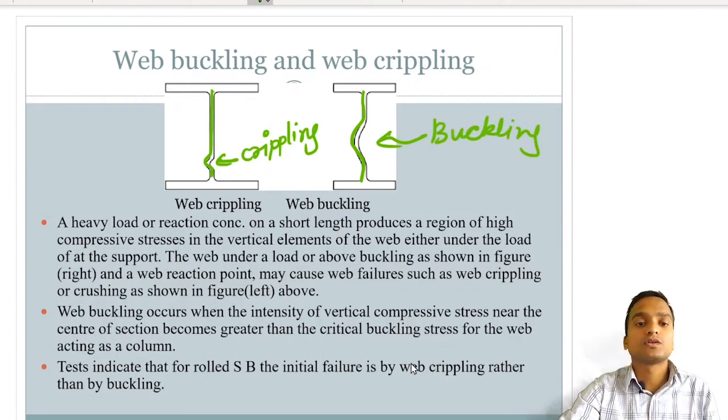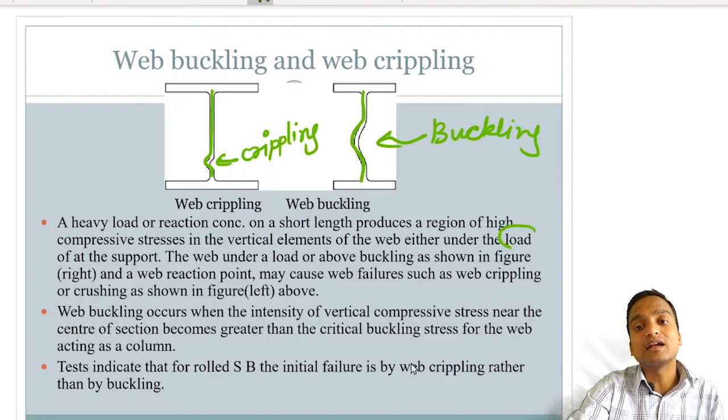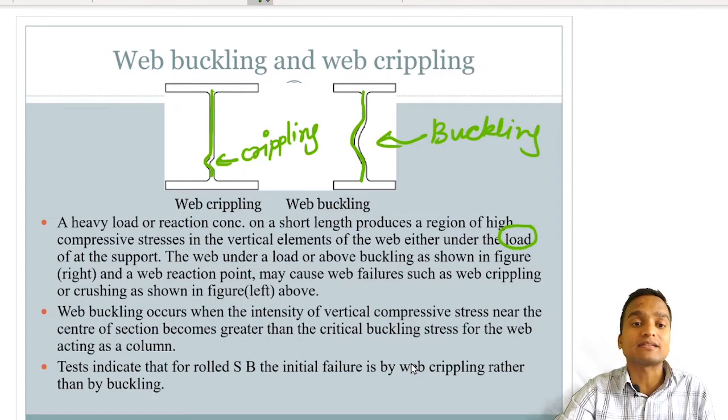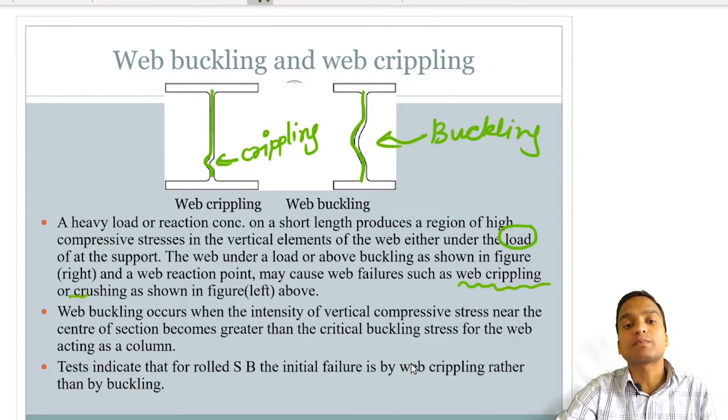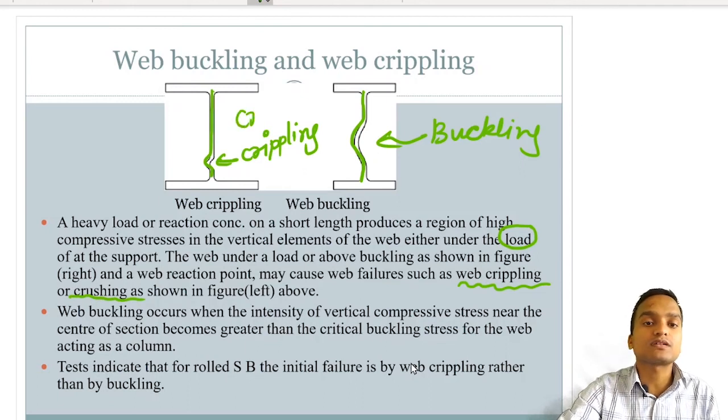Okay, so when a heavy load or reaction is concentrated, basically the concentrated load on a short length produces a region of high compressive stress in the vertical elements of the web, either under the load or at the support. So it can be either under the application of load or it can happen at the supports also. So the web under a load or above buckling as shown in figure and a web reaction point may cause web failure such as web crippling. And web crippling is also known as web crushing. So it is also known as crushing.